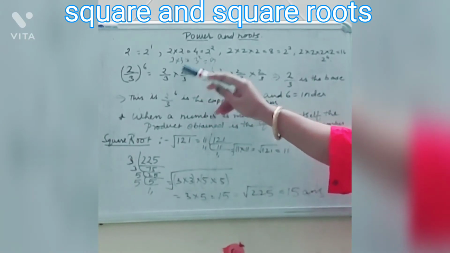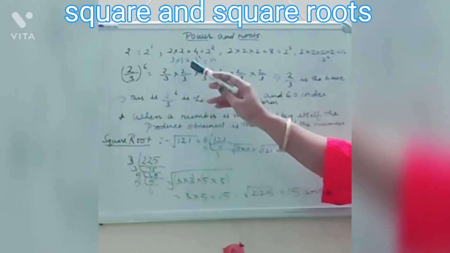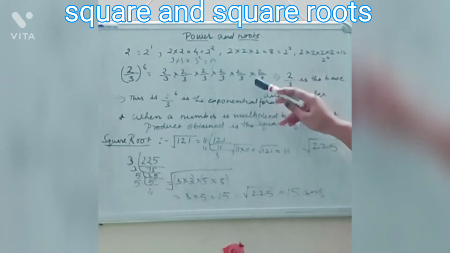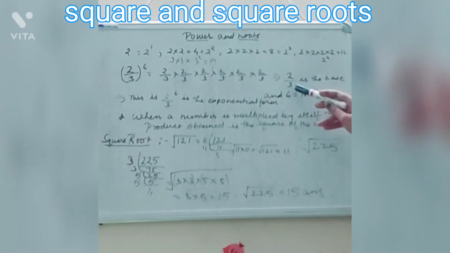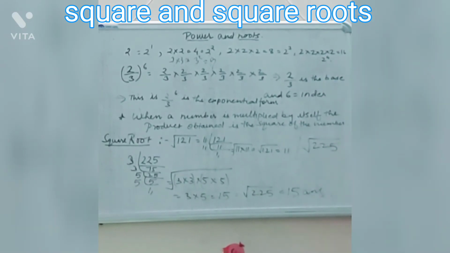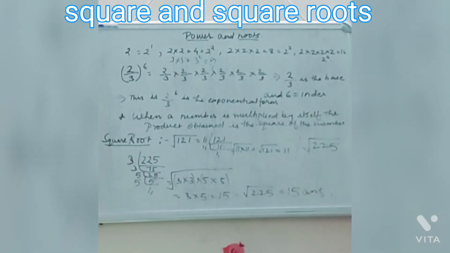So 2 by 3 to the power of 6 means we are multiplying 2 by 3 six times. See, 2 by 3 into 2 by 3 into 2 by 3, 2 by 3, 2 by 3, and 2 by 3. So it means we are multiplying the base 6 times with itself. 2 by 3 is the base, whereas 6 is the index. And we say this 2 by 3 to the power of 6 is in exponential form. This is power or square.